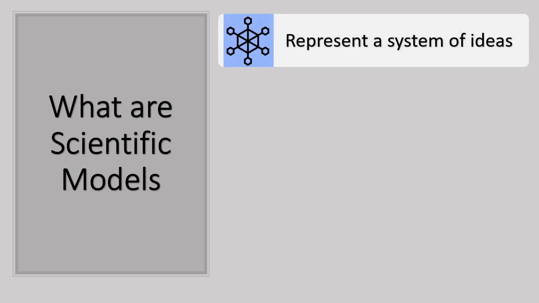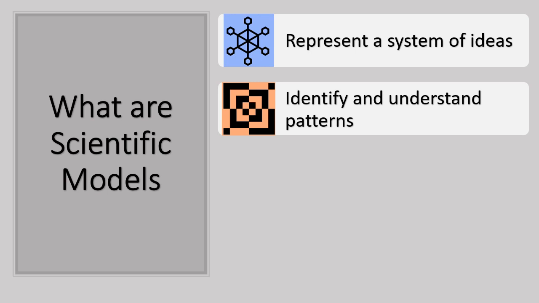First of all, what are scientific models? A scientific model is something that represents a system of ideas. We can express it mathematically or otherwise, as we shall see, but in essence it's a system of ideas. And we formalize it so that we can identify and understand patterns in our observations. Always remember, science begins with observation, not with theorizing.